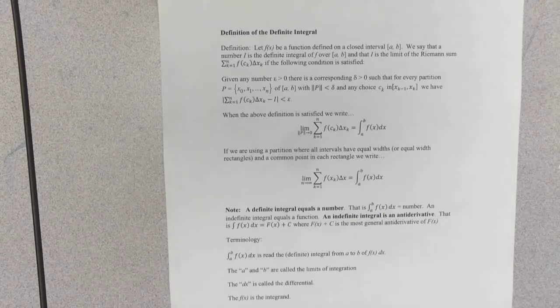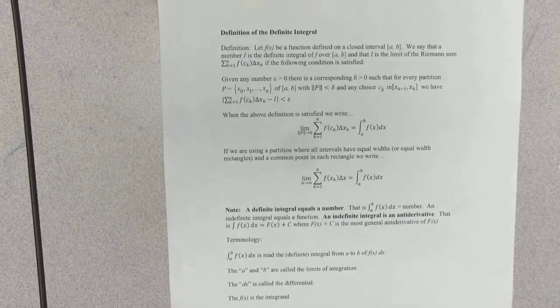And then it continues. When the above definition is satisfied, we write that the limit as the norm of P goes to 0 of the sum from k equals 1 to n of f of c sub k delta x sub k equals the integral from a to b of f of x dx. If we are using a partition where all intervals have equal widths, or equal width rectangles, and have a common point in each rectangle, we write the limit as n goes to infinity of the sum from k equals 1 to n of f of x sub k delta x equals the integral from a to b of f of x dx. So here's a new thing called the definite integral.